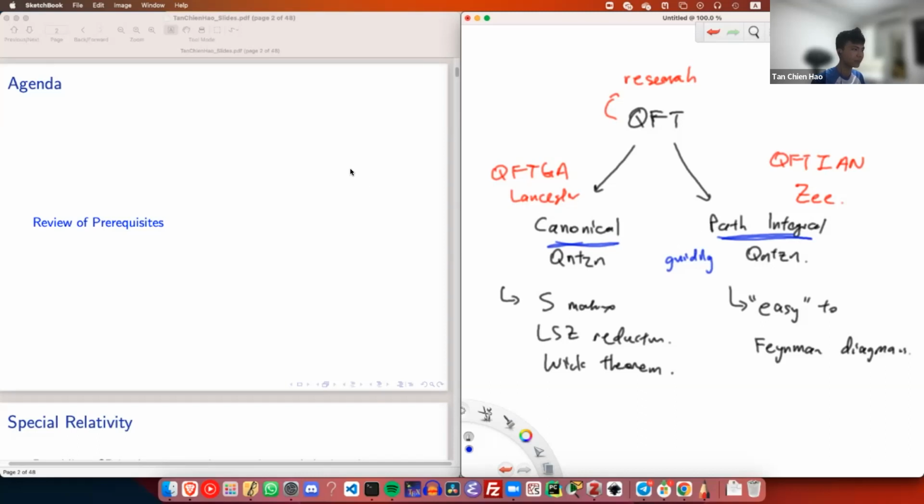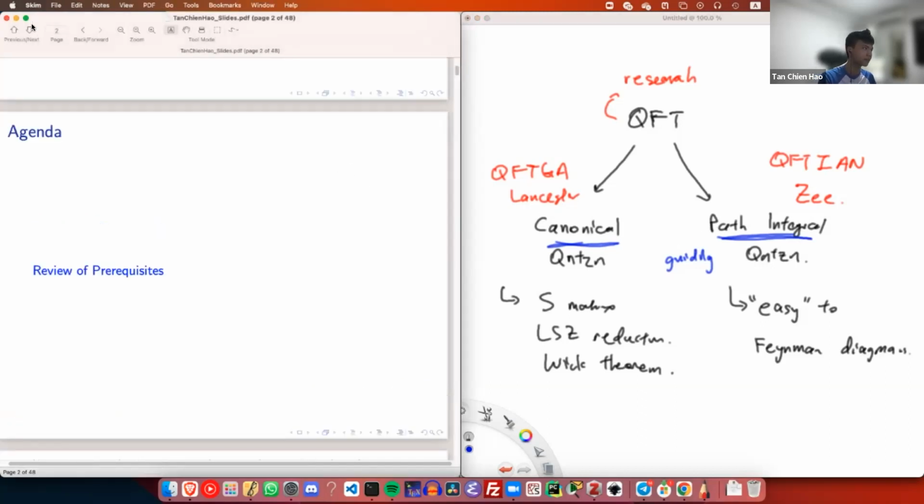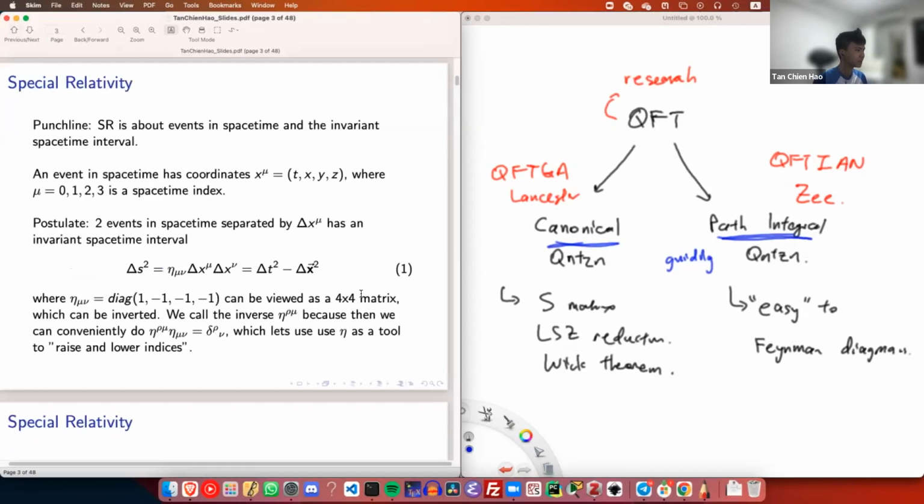So for this set of lectures, I'm going to try to go into both of them at the same time. On one hand, I want you to be able to enjoy reaching Feynman diagrams and feel like you're doing QFT calculations almost immediately. On the other hand, I also want you to know that there's the canonical method, which is the slightly more formal, slightly more textbook method. Okay, so I'm just going to run through the prerequisites really quickly.